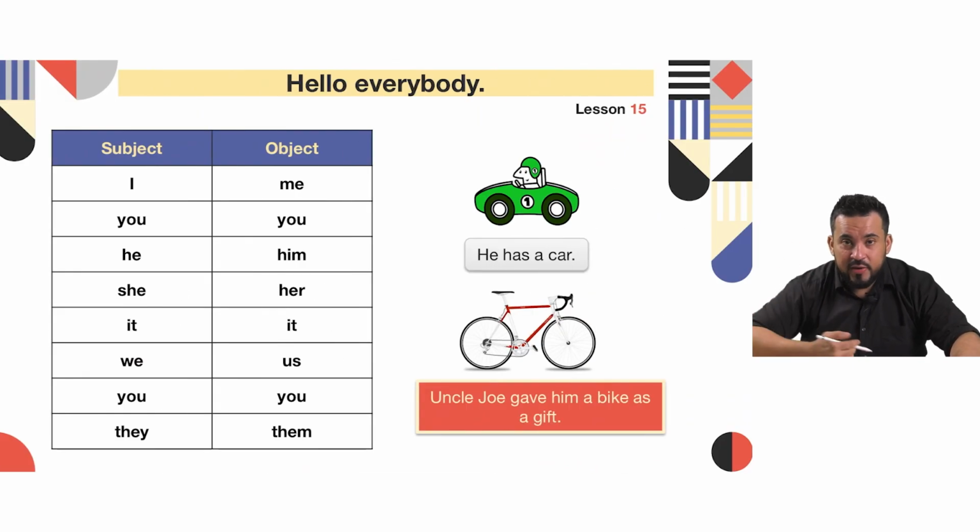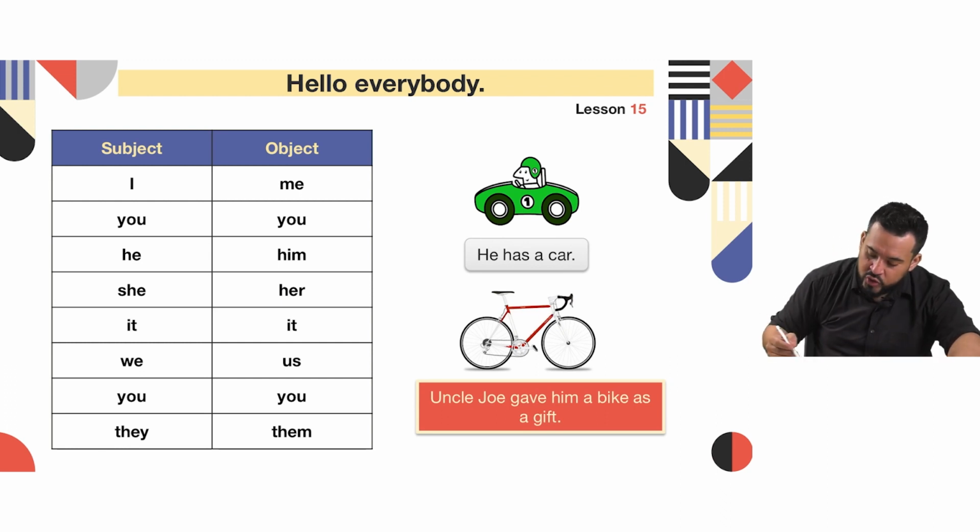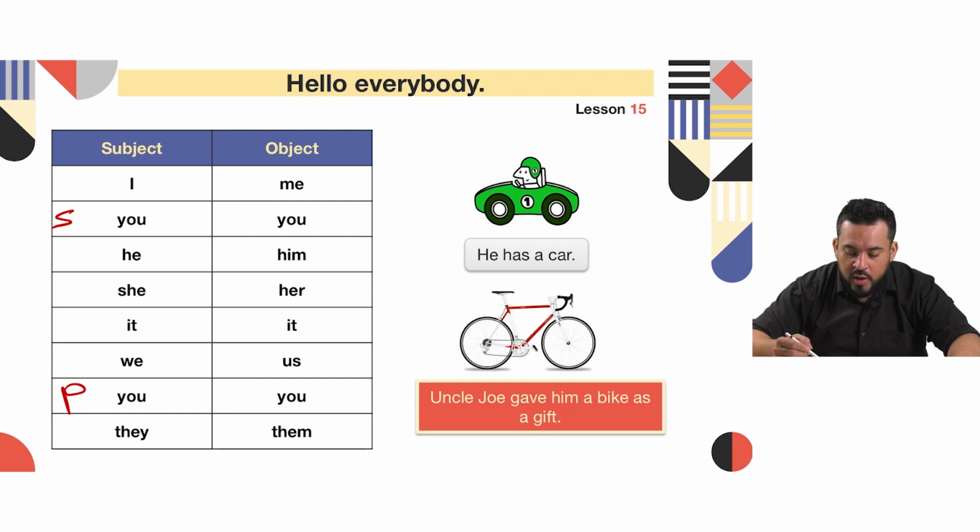Let's take a look at the list of pronouns. So these are the subject pronouns: I, you, he, she, it, we, you again, and they. Why do we put you twice? Because you is used with the singular, and it's also used with plurals. So I, you, he, she, it, we, you, they. In the object pronouns, the I will become me.